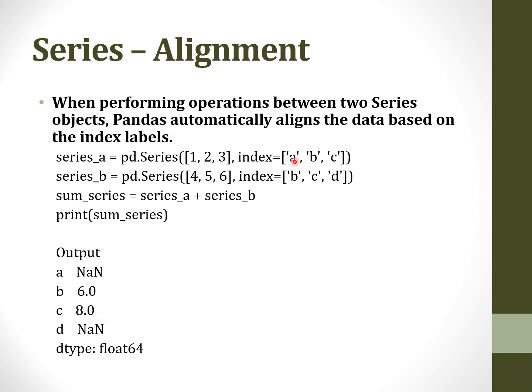You can ask me what will happen to a and d. Only in the first series is there an index value a, corresponding to the data 1. Similarly, only in the second series is there an index value d, corresponding to 6. Addition cannot be performed since we do not have a corresponding value for a in the second series and for d in the first series. So what happens? NaN will be stored in the place. NaN means not a number.